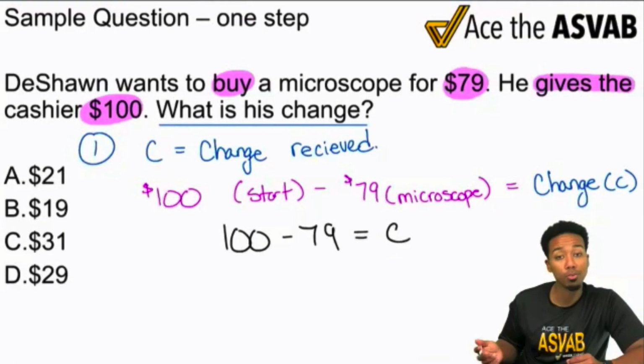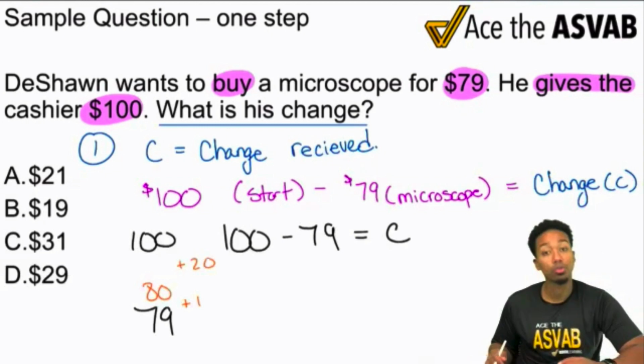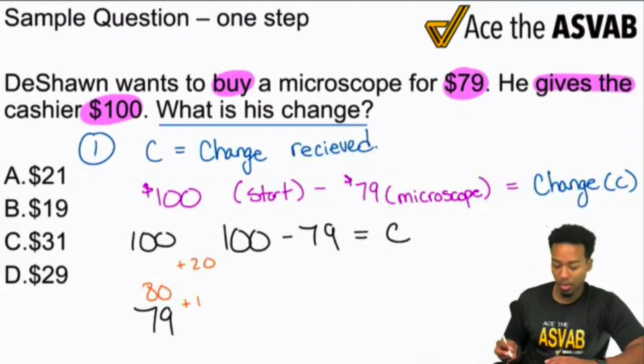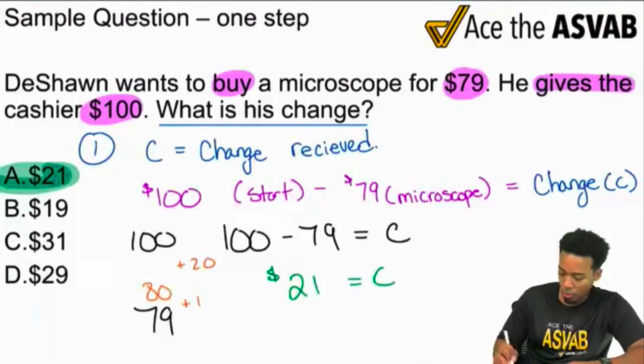And if you know your mental math, you can climb up from 79 to 100 by just saying, hey, you can get to 80 if you add 1, and then 100 if you add 20. So 21 is going to be your answer. A. And so just a quick bit of mental math right there.